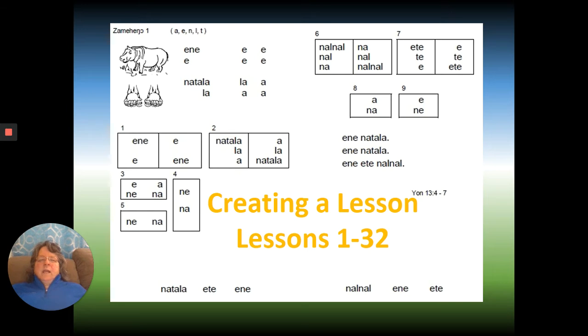So we're looking now at creating a lesson for lessons 1 to 32. And this is where your language speakers are particularly important, because they will be the ones who are coming up with the picture words and the other new words and the stories for each lesson.